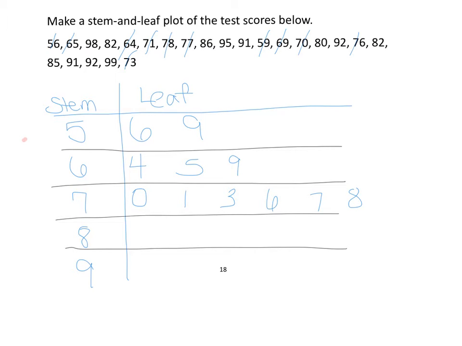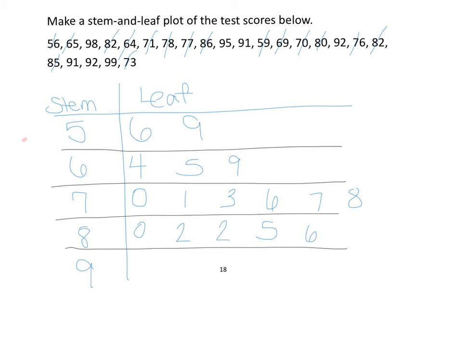For the 80s, we actually have 80. And we look and we find that we have an 82 at the end of the first row and an 82 towards the beginning of the first row. So we put two 2s in the 80s row to represent there are two 82s. There's an 85 and an 86.